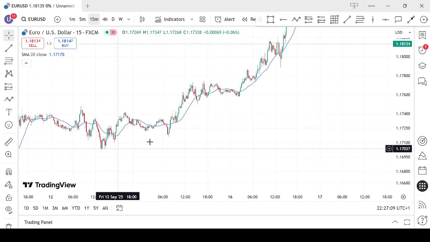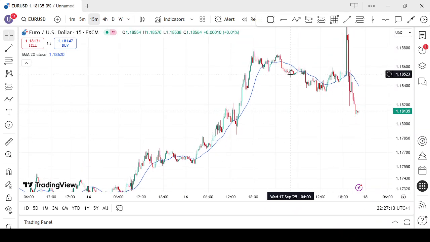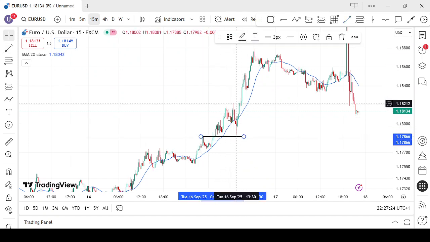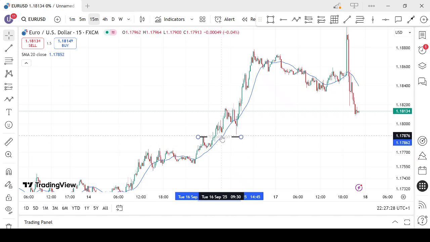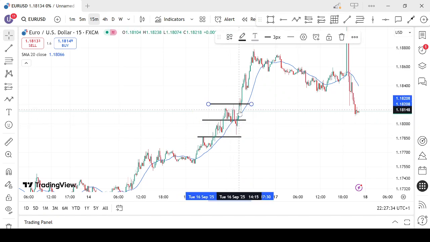You can also mark out key support and resistance areas in the market, because these are the areas where price tends to stop and reverse from. If you mark out key resistance and support areas in this market, you see these are areas where we expect price to react from.